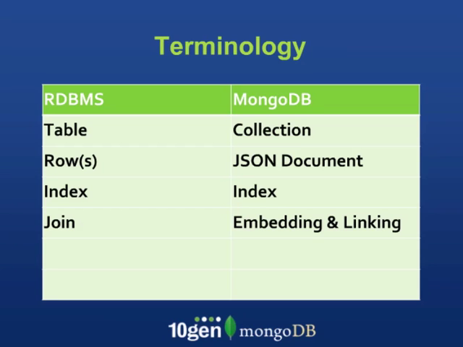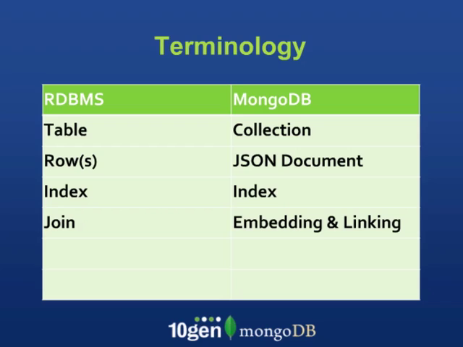So first of all, if you're coming from a relational background, there's some terminology to get straight. In an RDBMS, you have a notion of a table. MongoDB has a notion of collections, which is very similar to a table. In an RDBMS, a table is a set of rows. Well, in MongoDB, a collection is a set of JSON documents.